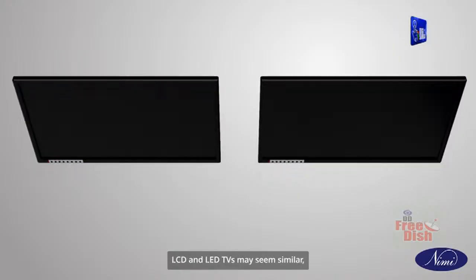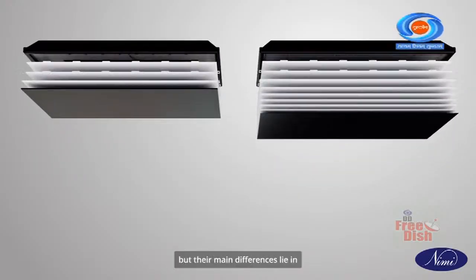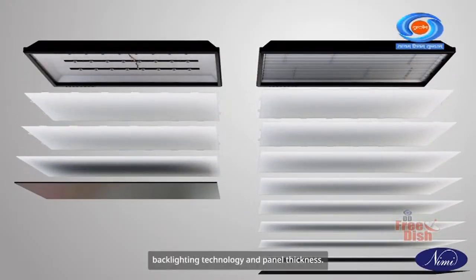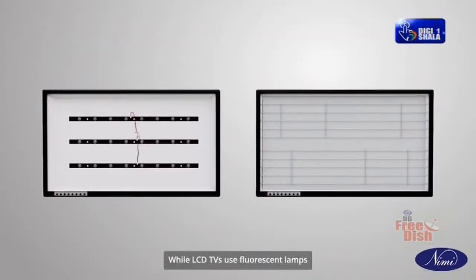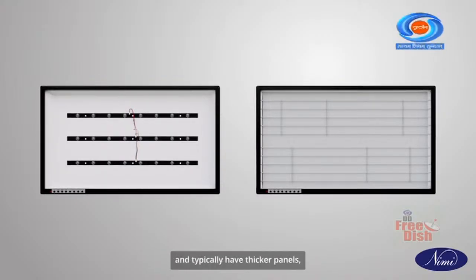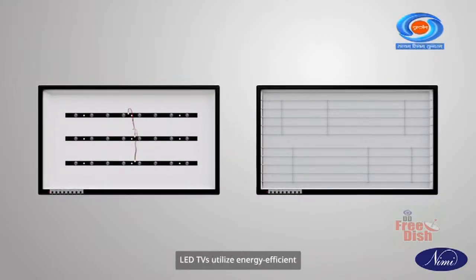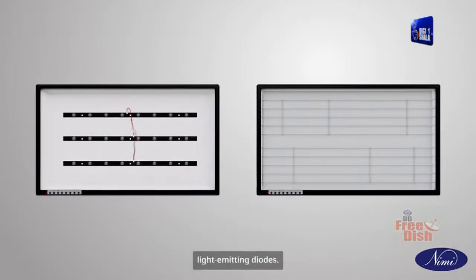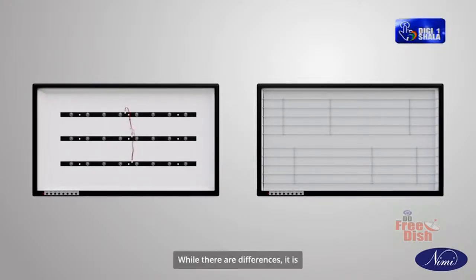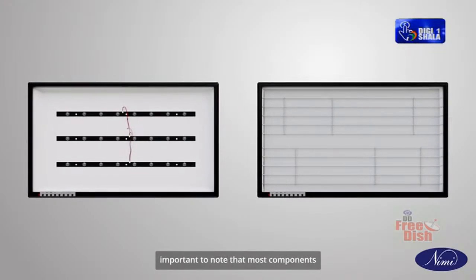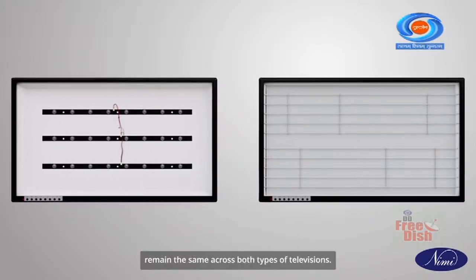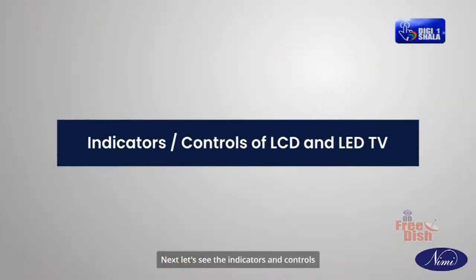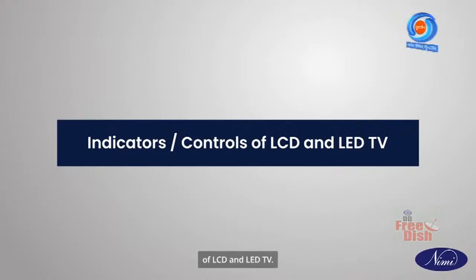LCD and LED TVs may seem similar, but their main differences lie in backlighting technology and panel thickness. While LCD TVs use fluorescent lamps and typically have thicker panels, LED TVs utilize energy-efficient light-emitting diodes. While there are differences, it is important to note that most components remain the same across both types of televisions. Next, let's see the indicators and controls of LCD and LED TV.